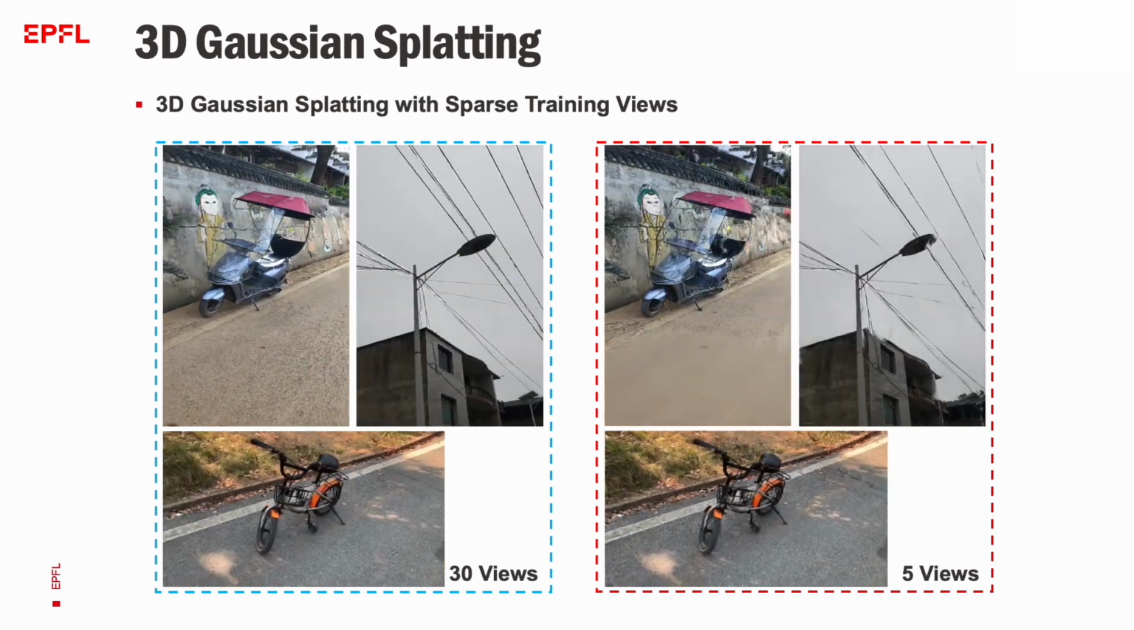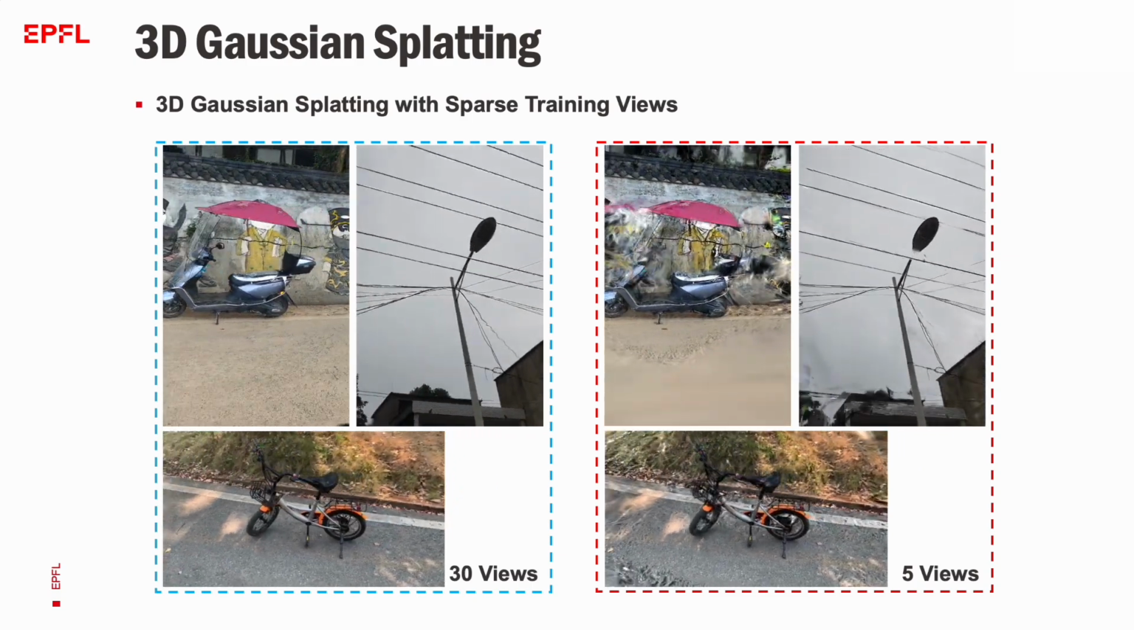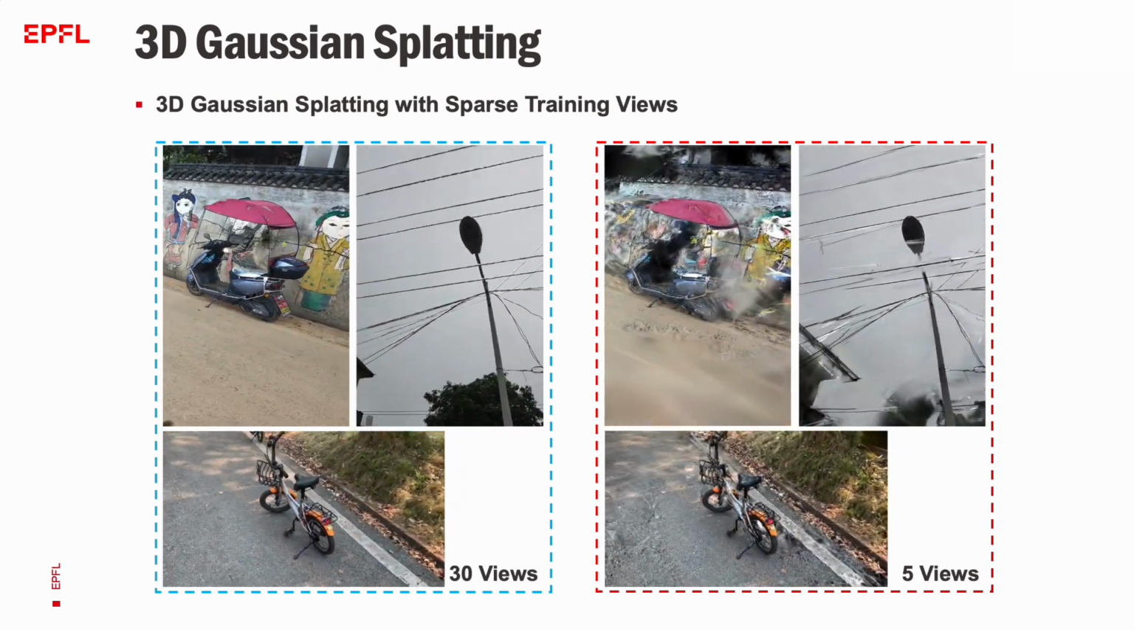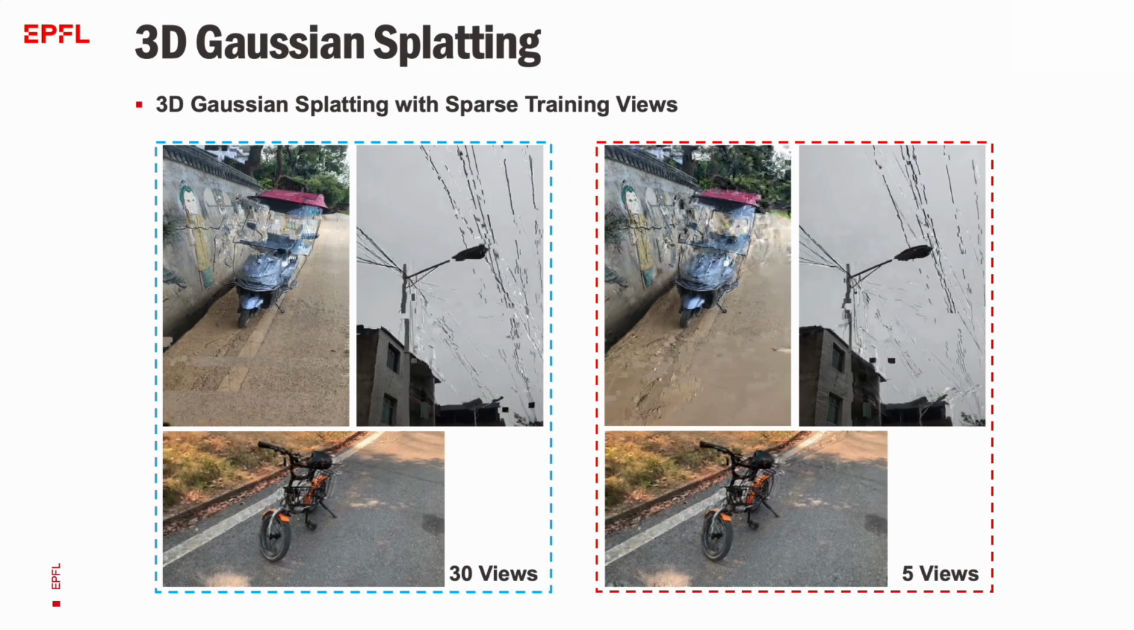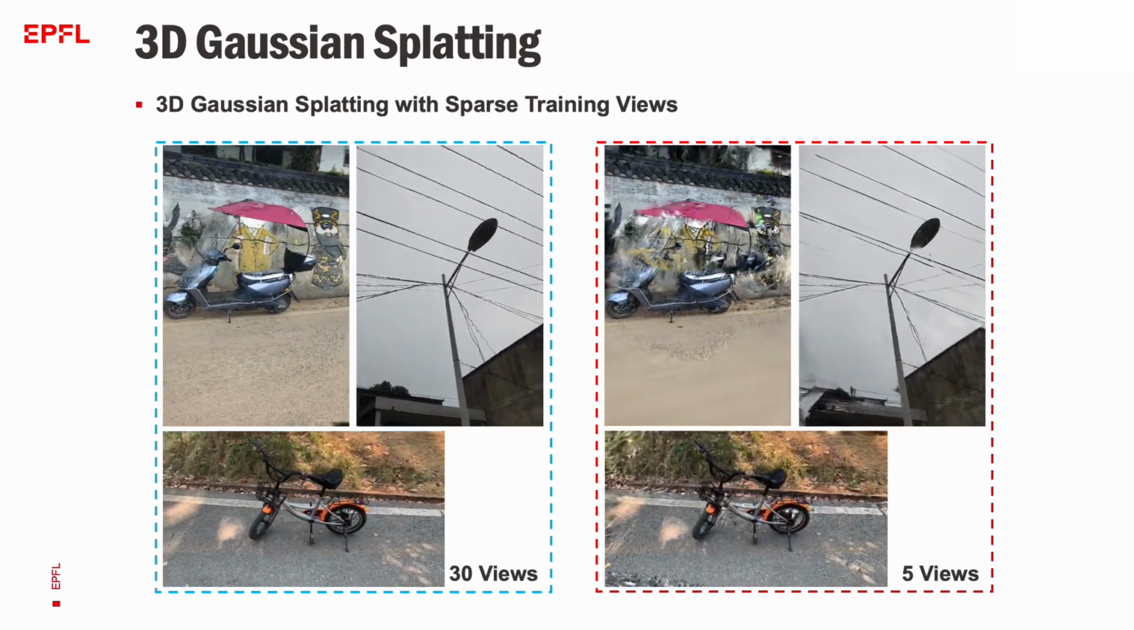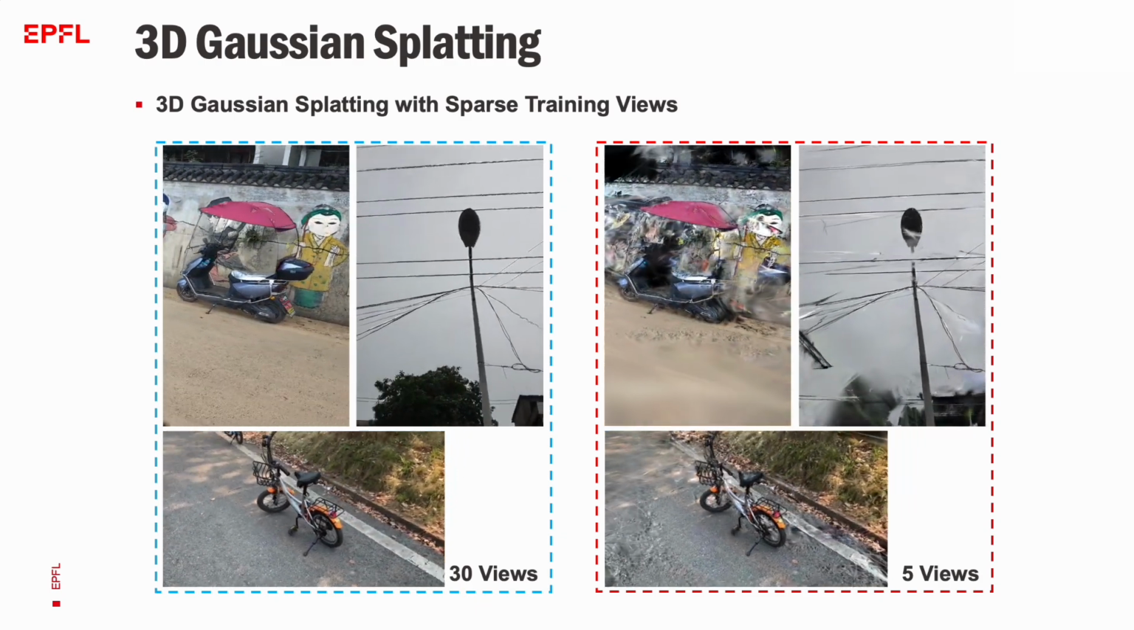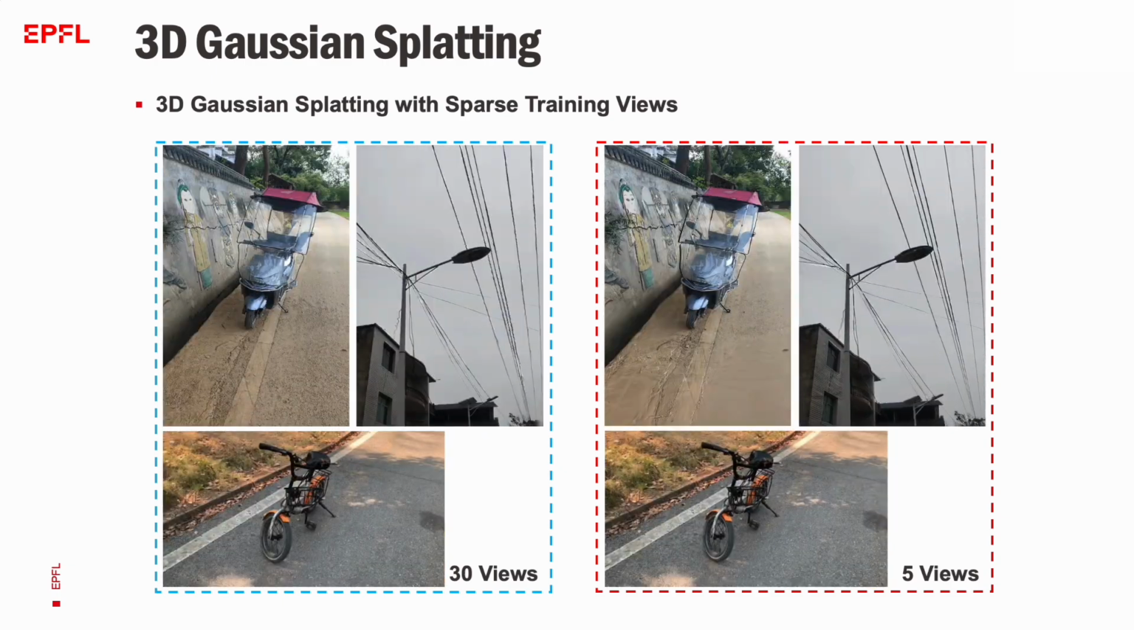As I am showing in this slide, when we train a 3D GS model using 30 views, the novel view synthesis results are pretty good. If we only have 5 training views, the results become much worse. We can see many artifacts in the synthesized images.